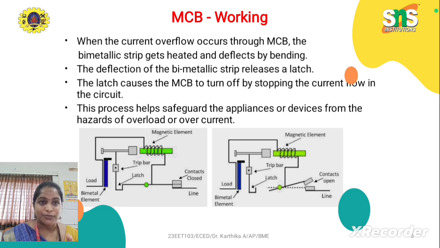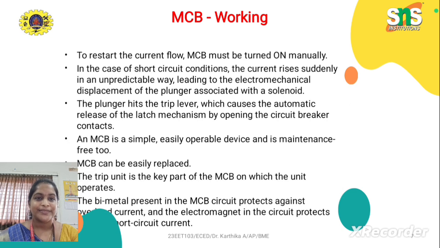Here, when an overcurrent occurs through the MCB, the bimetallic strip gets heated and deflects by bending. The deflection of the bimetallic strip releases a latch. This latch causes the MCB to turn off by stopping the current flow in the circuit. This process helps safeguard the appliances or devices from the hazards of overload or overcurrent. See the working of MCB. To restart the current flow, the MCB must first be turned on manually.